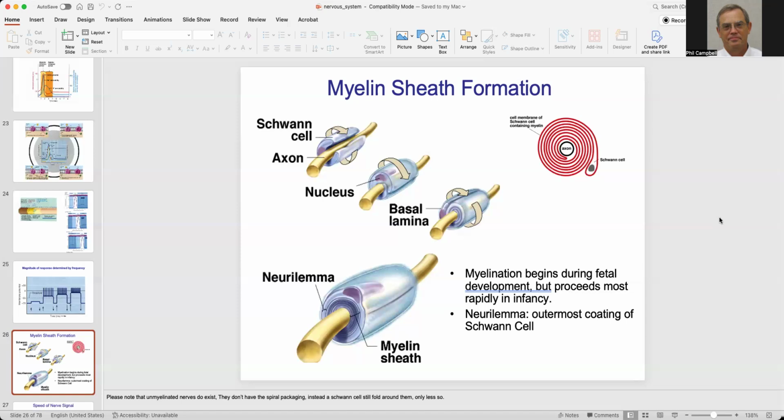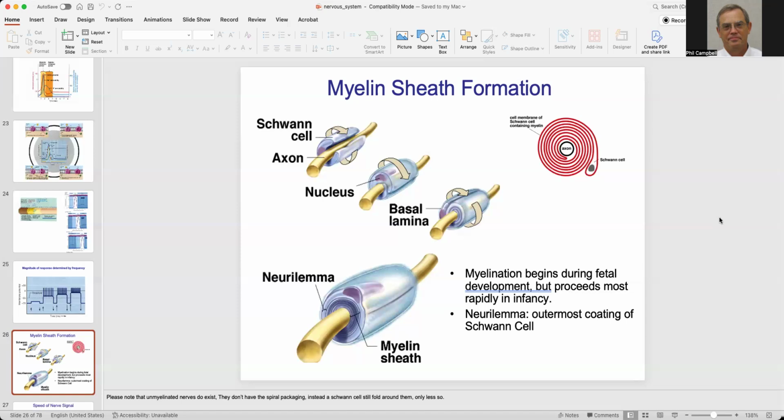And so basically, we call these wrapping parts the myelin sheath. The excluded parts, which contain the bulk of the cytoplasm and the nucleus, are called the neurilemma. All of these are part of the Schwann cell.